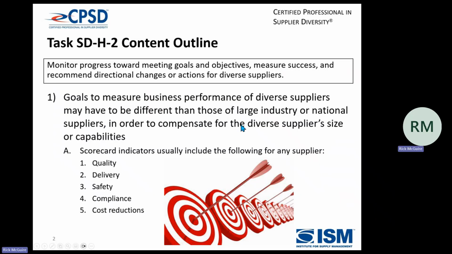Goals to measure business performance of diverse suppliers may have to be different than those of large industry or national suppliers in order to compensate for the diverse supplier's size or capabilities. So scorecard indicators usually include the following for any supplier: quality, delivery, safety, compliance, cost reductions.